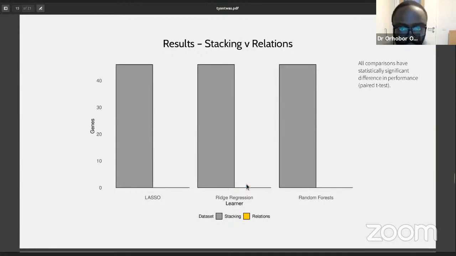So, well, we said, okay, instead of simply concatenating them, why don't we stack the predictions, right? So we make the predictions for the fingerprints independently, and then we make the predictions for the relational input data set independently as well, and then we stack those predictions. And we see that essentially stacking wins all the time against the relational input data set for all 3 learners.